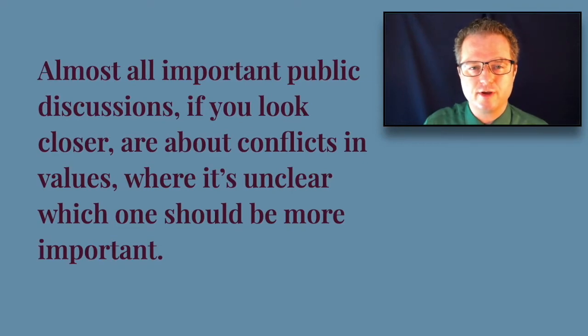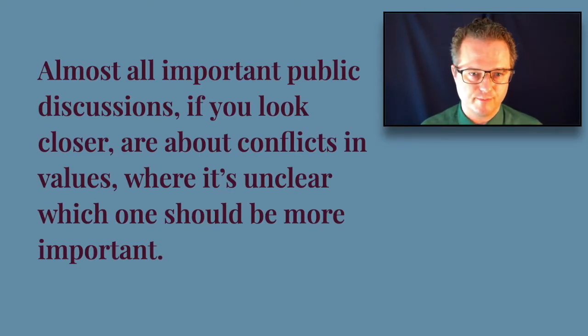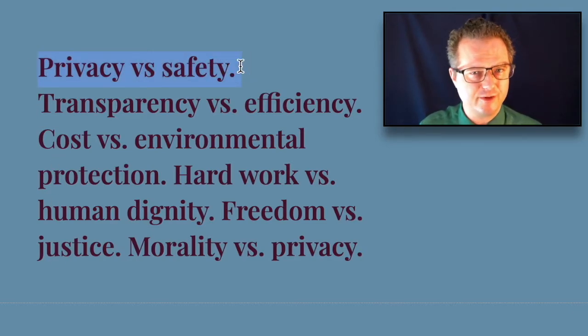In almost every important public discussion, you find conflicts between these kinds of values, where some people are saying this one should be more important, some people say this one should be more important. And once you can identify the values behind a political party's policy, it's easier to understand their thinking, and it's also easier to reply to them. Okay? Things like privacy versus safety, right? That's the real value conflict behind things like the real name internet or putting CCTVs all around the city.